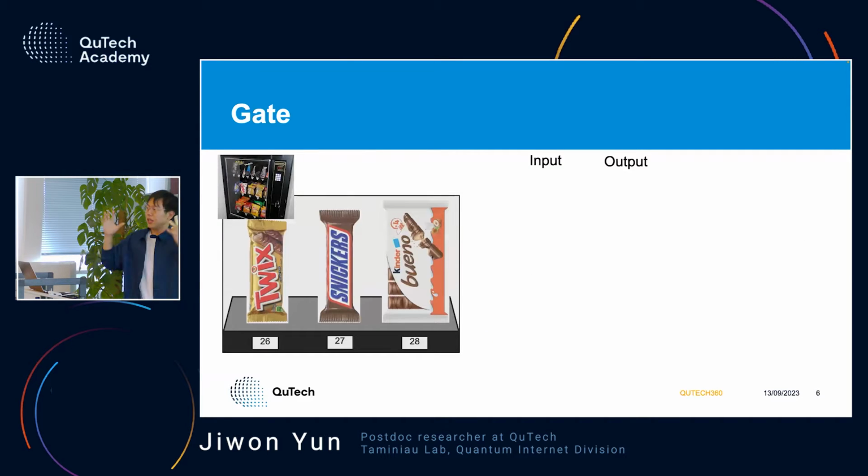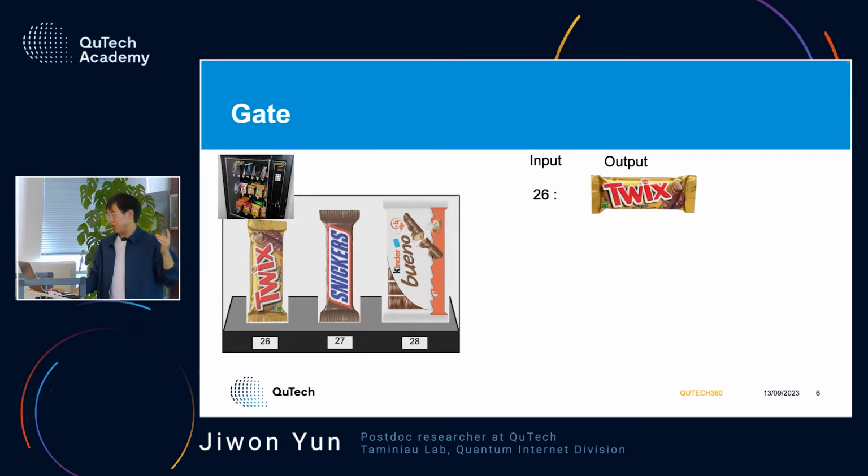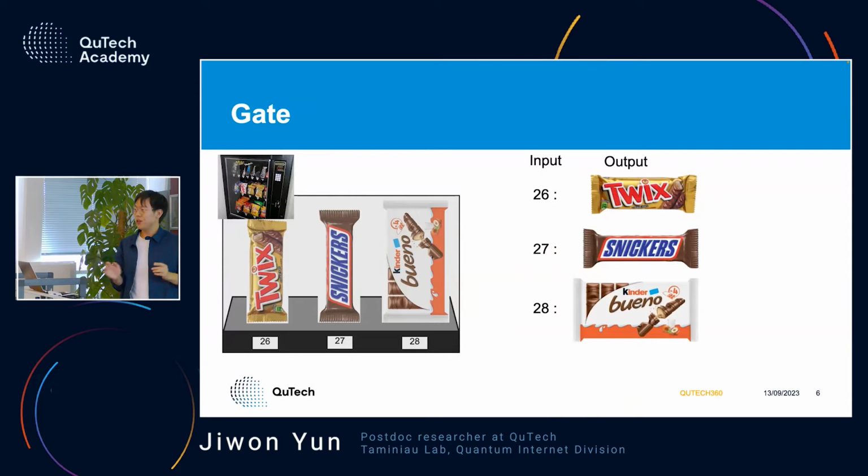So if you stand in front of a vending machine, especially the one on the first floor of this building, you can see this kind of display. You see 26, on top of it there's a Twix, 27, on top of it there's a Snickers, and 28, you have a Bueno. What does this mean? If you go to the dialing pad, you press 26, you'll get a Twix out of your vending machine. Of course, you have to pay, but then you'll get a Twix. If you press 27 and pay, you'll get a Snickers. And if you press 28 and then pay, you'll get a Bueno. So this is the map of your vending machine. So now what is a quantum gate?